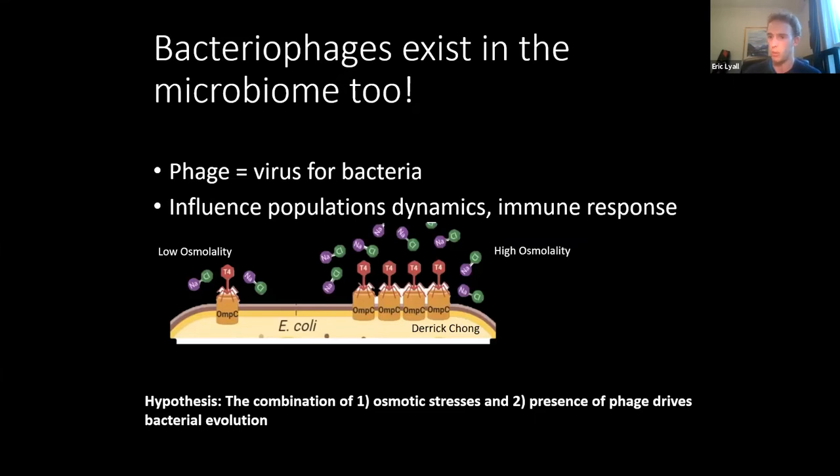There's one more thing we have to worry about in the gut, and those are phages. Phages are like viruses specific to bacteria. They outnumber bacteria 10 to 1. And interestingly, a lot of phages actually infect bacteria through osmotic channels. So knowing that bacteria are heavily affected by osmolality and knowing that phage has this link, we made a hypothesis. And that's that the combo of osmotic stress and phage is going to drive bacterial evolution.